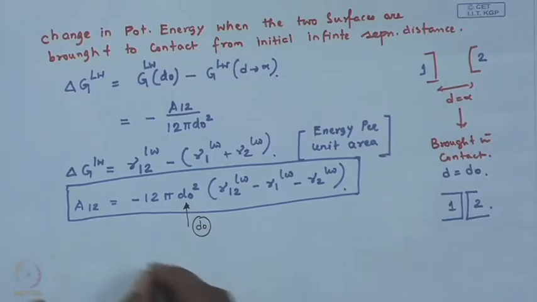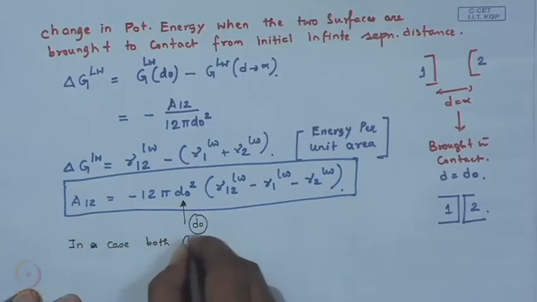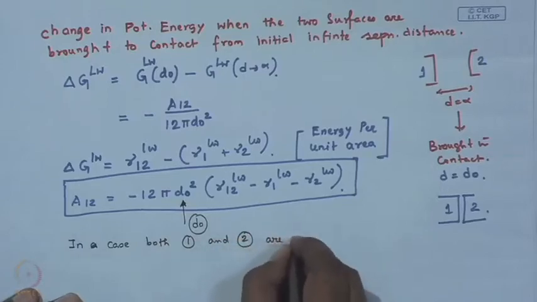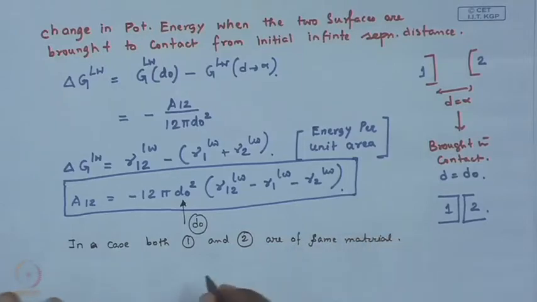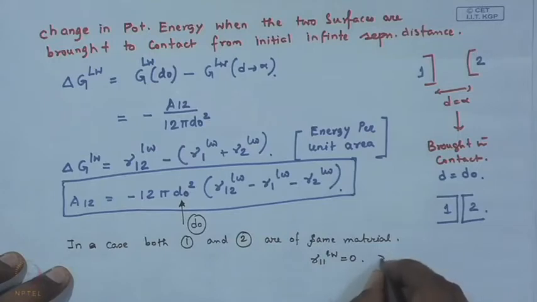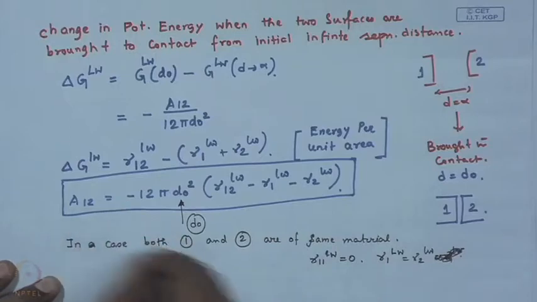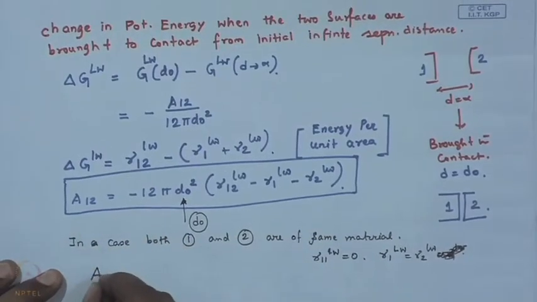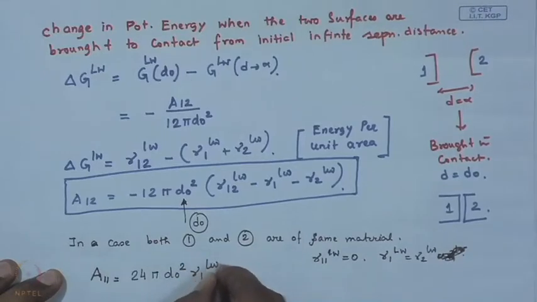Now, in another special case, in case both 1 and 2 are of the same material, then we essentially get gamma 11 LW equal to 0, and gamma 1 LW is equal to gamma 2 LW, and in that case A12 gets replaced with A11. This allows us to get an expression for A11 as 24 pi d0 square gamma 1 LW.